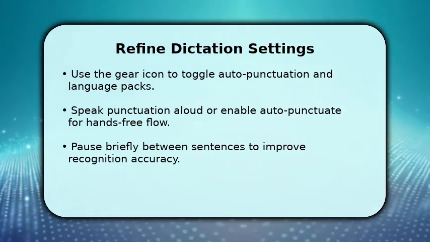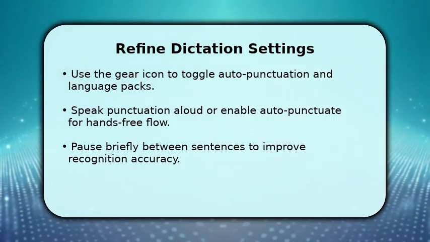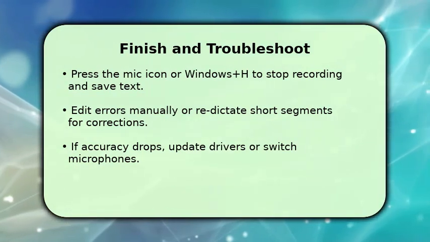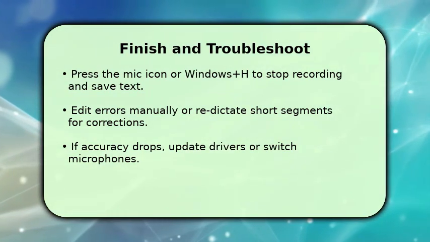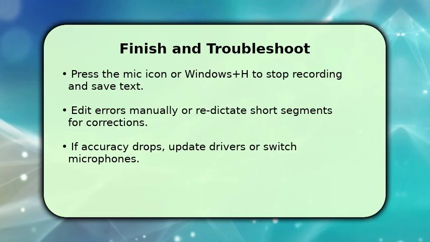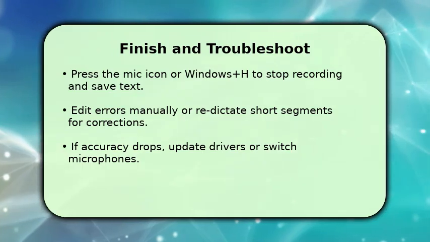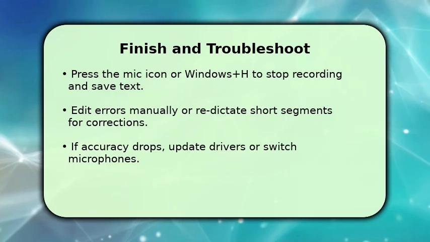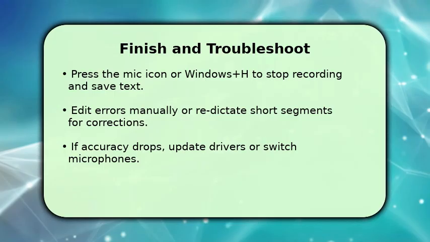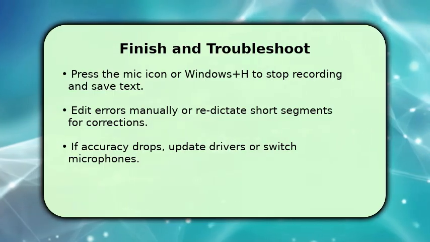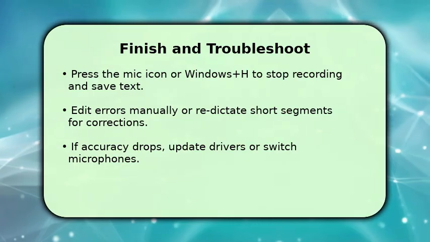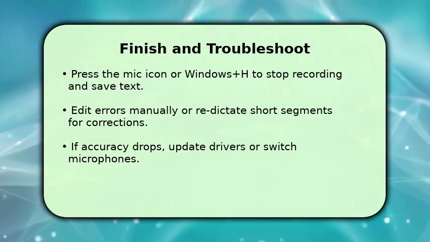Finish by stopping voice typing with the mic button or Windows plus H and review the transcribed text. Edit any misrecognized words directly or redictate short phrases to correct them. If punctuation or capitalization looks off, toggle auto-punctuate or say commands like new line. One key troubleshooting tip: if accuracy worsens, check microphone drivers and Windows updates, try a different mic, and confirm language and speech settings match your accent. If problems persist, restart the app and test again in a different quiet room.